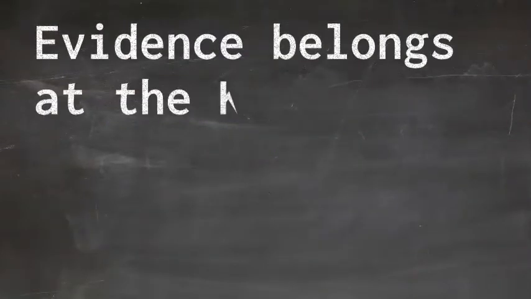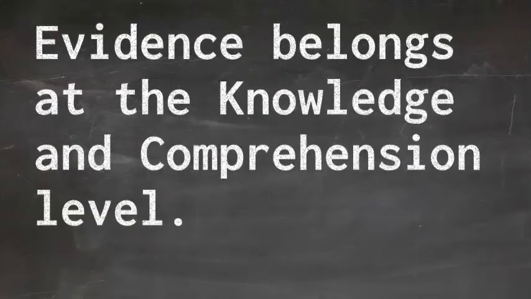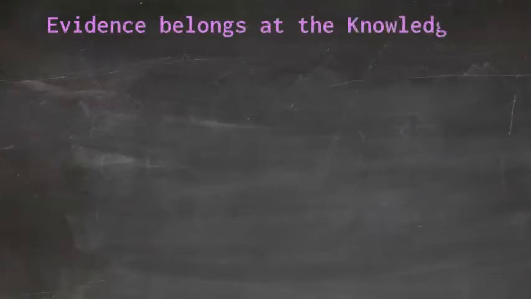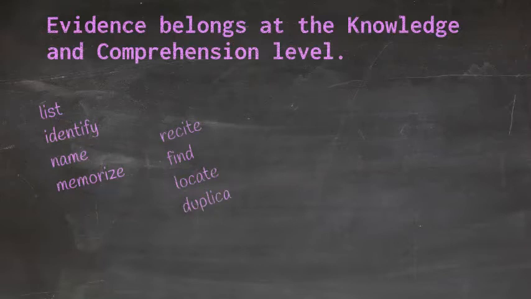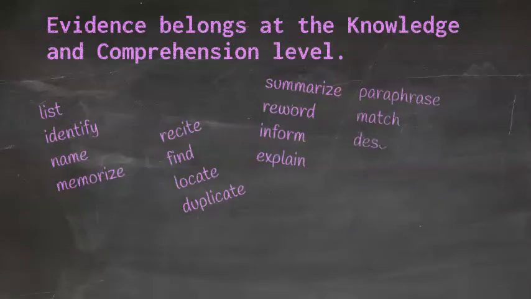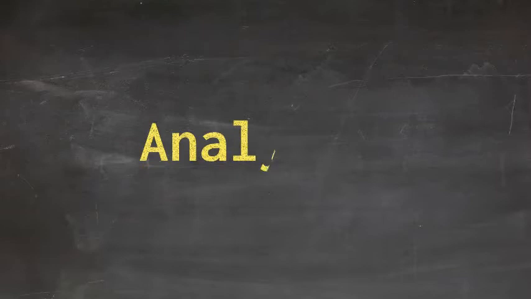Take your pink highlighter pen and highlight the sentence, "Evidence belongs at the knowledge and comprehension level." Look at the verbs listed between knowledge and beneath comprehension. These verbs indicate the work your mind must do at these levels. Highlight these verbs in pink also. After students have learned enough of the course material at the knowledge and comprehension level, they can move to the next cognitive task, which is, in a composition class, analysis.